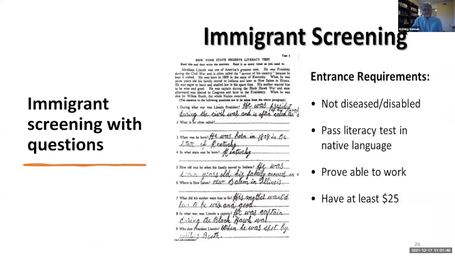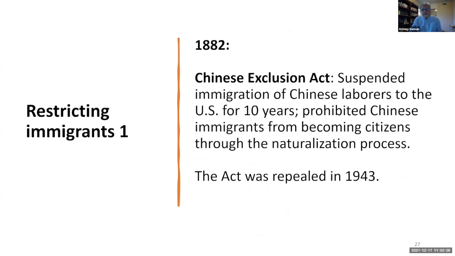And here's an immigrant screening set of questions. This was called the New York State Regents Literacy Test. And to confuse the matter even a little further, literacy tests in the South, for example, were also used for voting. So in order to get the right to vote, you had to prove that you were literate. So here you had to show that you were not diseased or disabled. You had to pass the literacy test. You were supposed to be able to prove that you were able to work and have at least $25.